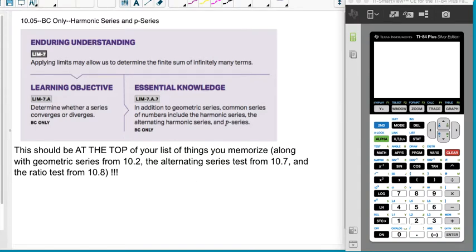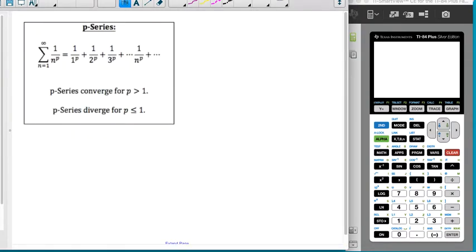So let's talk about a P-series. A P-series is any series of the form 1 over n to the p, where n usually starts at 1, but could honestly start at a later value, and I'll talk about that in a sec. A P-series converges for p-values greater than 1, and a P-series diverges for any p-value less than or equal to 1 every single time.